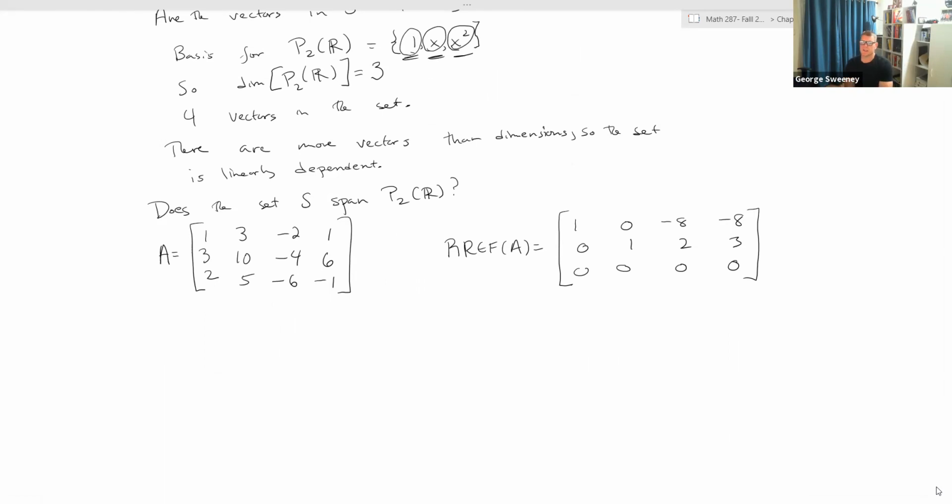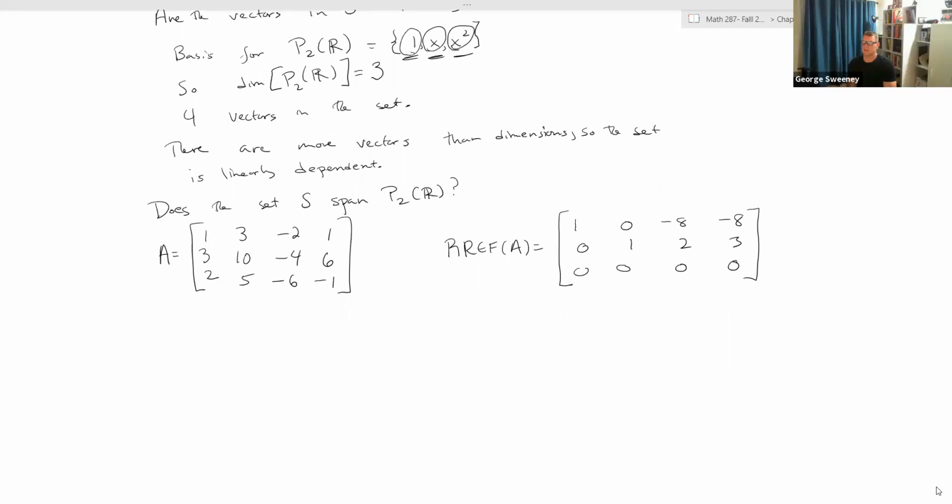So here's the question. Does the set span P2R? Now that you look at it, does that set span P2R? No, since P2R has 3 dimensions and here we only have 2 linearly independent vectors. That's true, so that's right. We don't have enough vectors. Absolutely. Can you guys see that? Only 2 pivots. So the span is going to be those 2. That's great.